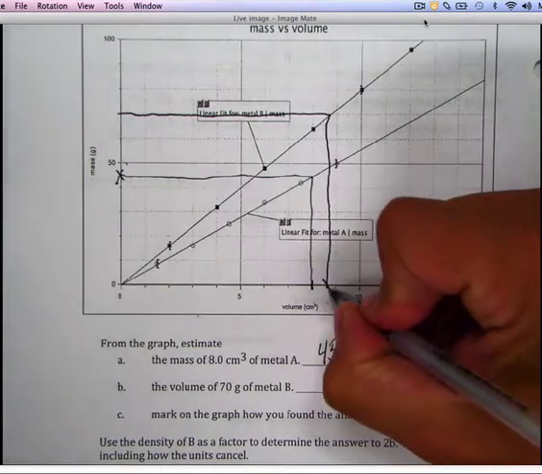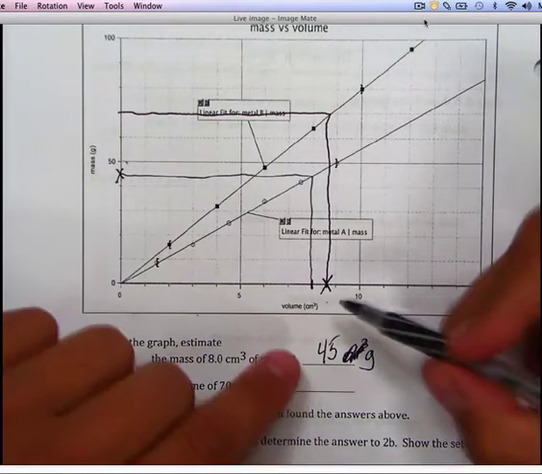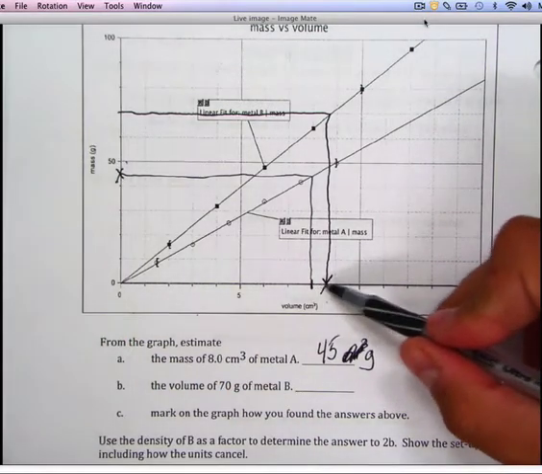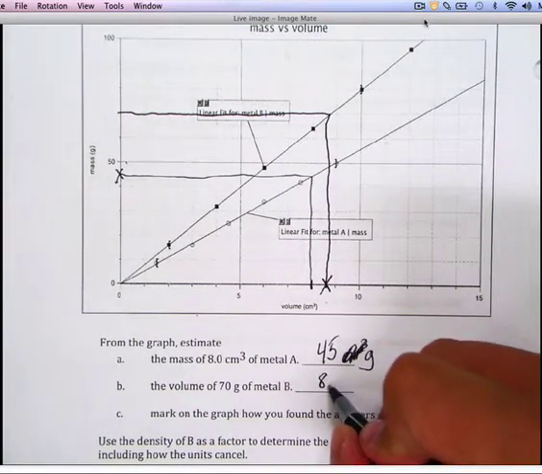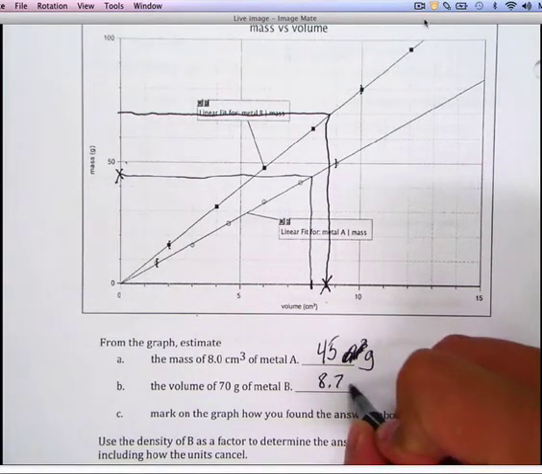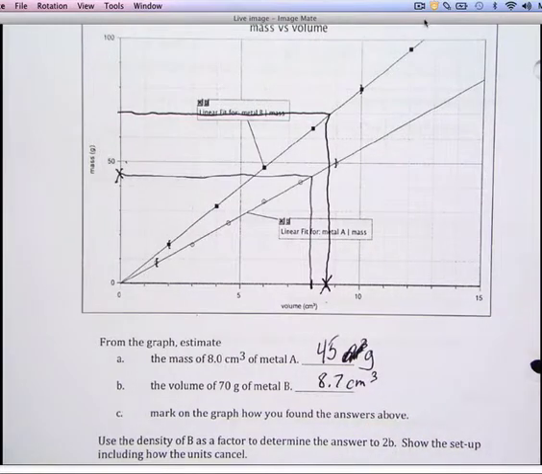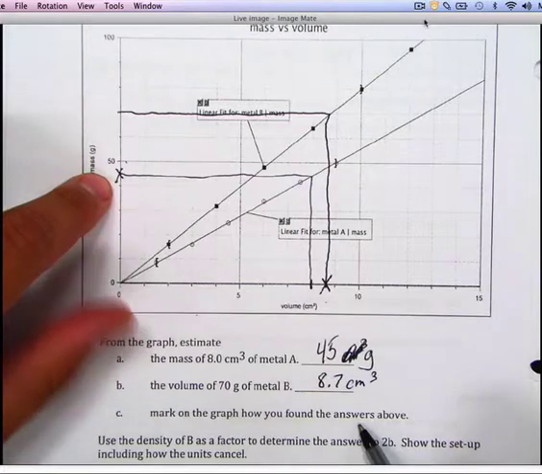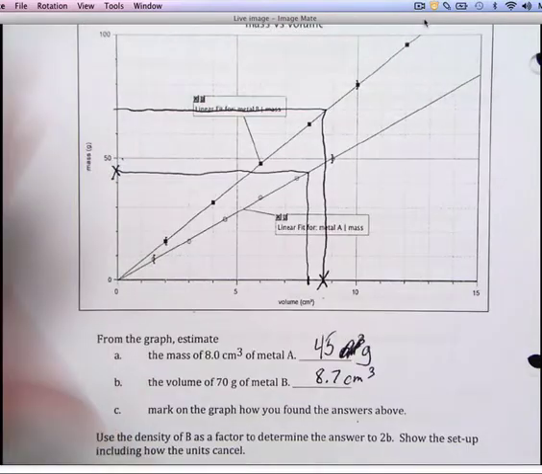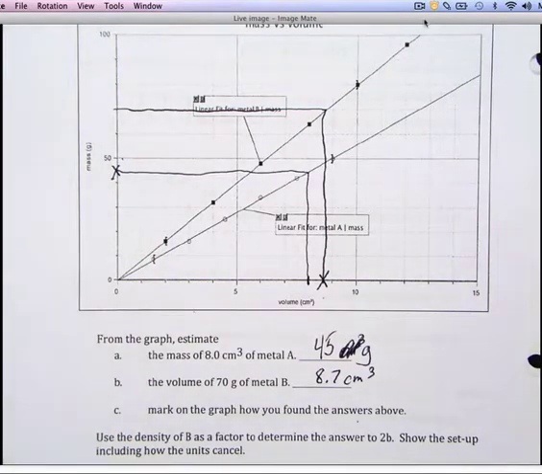And I say, okay, it should be somewhere around here. And it's not quite 9, but it's over halfway to 9. So you'd probably say like 8.8, 8.7-ish, somewhere in there. That would be a good measurement. Okay, and mark your graph on how you did that. Well, we marked the graphs right there, so that's how we looked it up. All right, so it's where the points intersect. That's where you're going to figure this out.